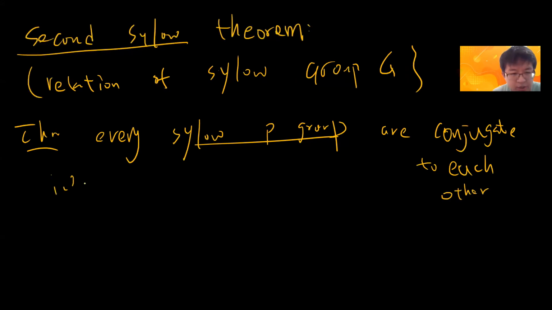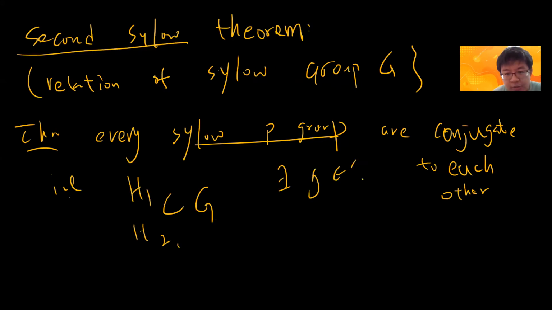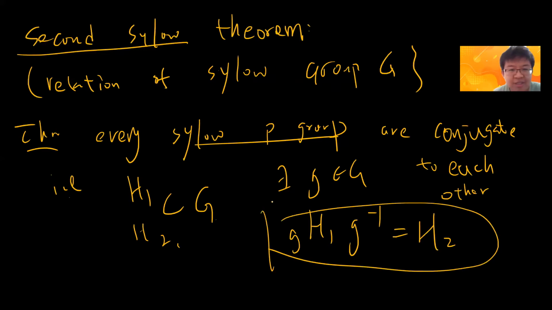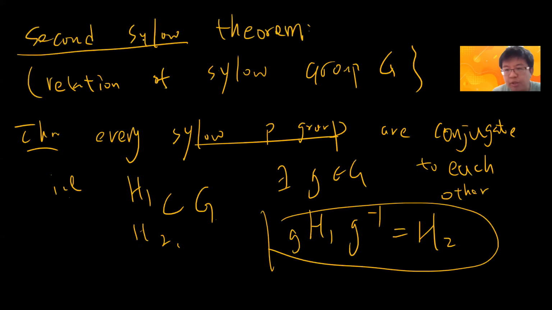It means that if H1 and H2 are both Sylow groups of G, then there exists a g belonging to G such that g H1 g inverse is H2. Proof. We can use the group action technique. Let's see what we should use.